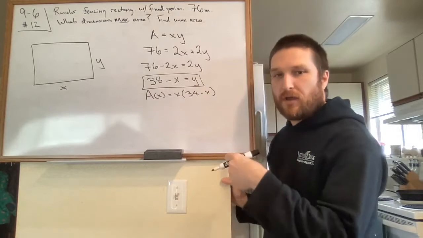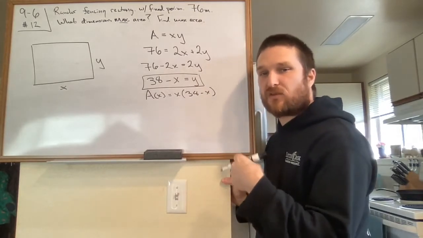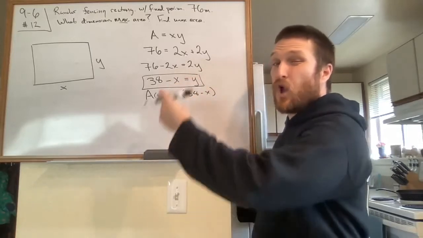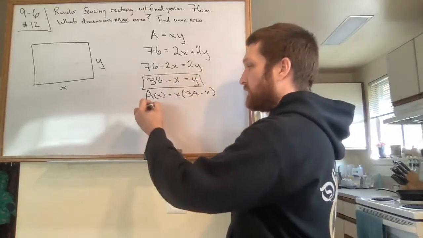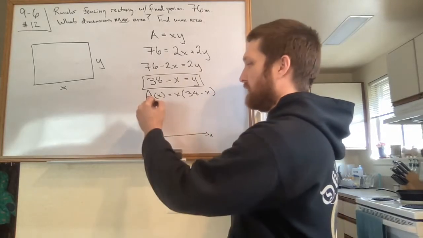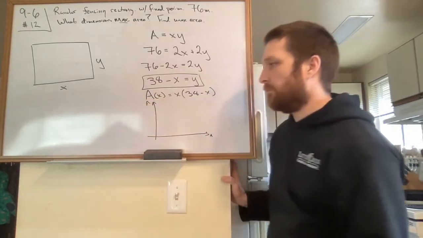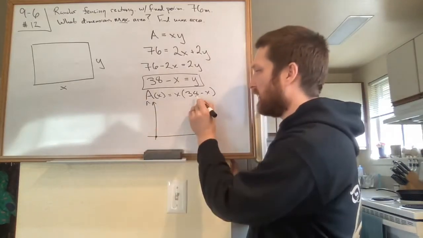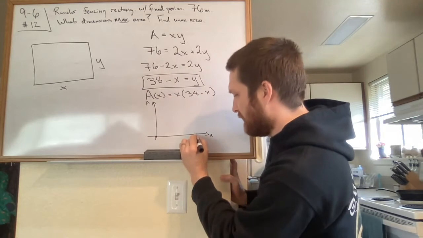I could use my brain and figure out that the x squared term is going to be negative, so it's going to be a downward facing or downward opening cup. Also, x's are my inputs, area is my output. When I plug in a 0, I get out a 0. Plug in a 38, I get out a 0.